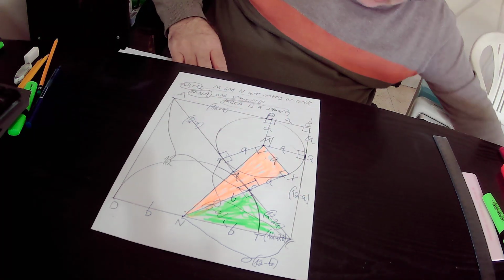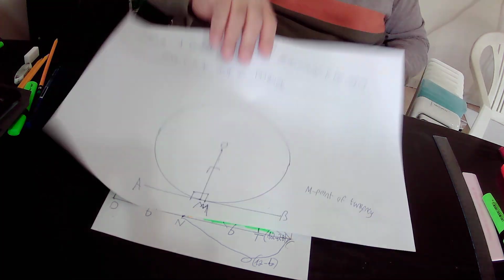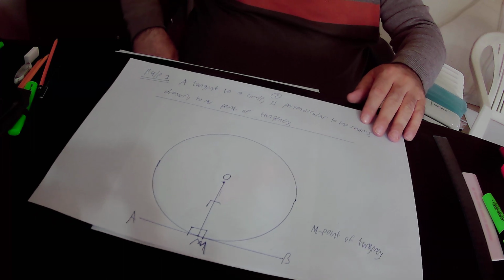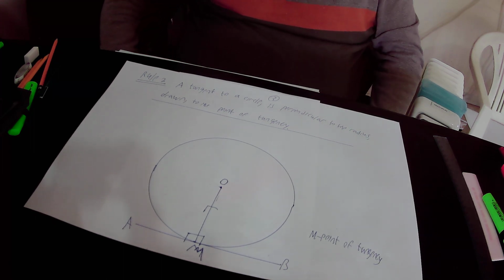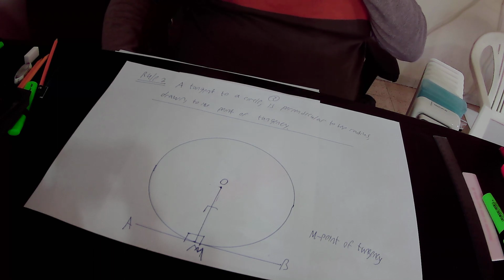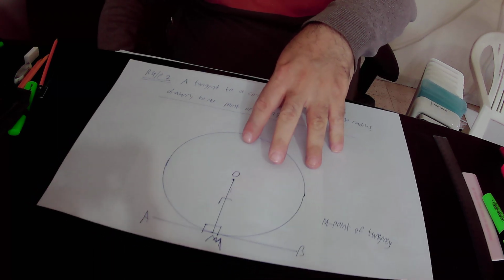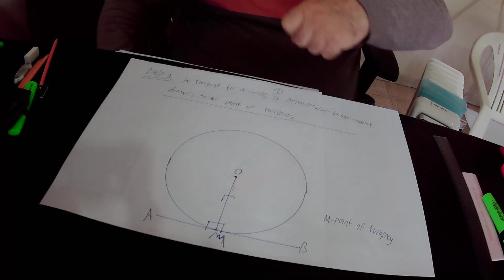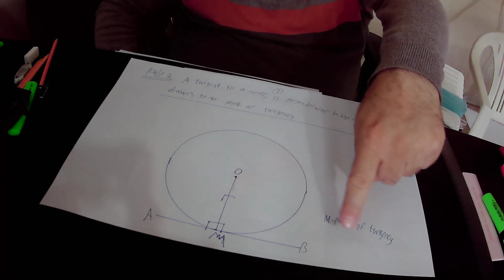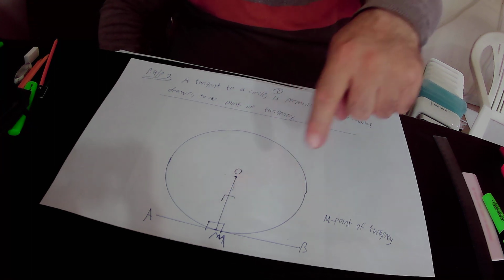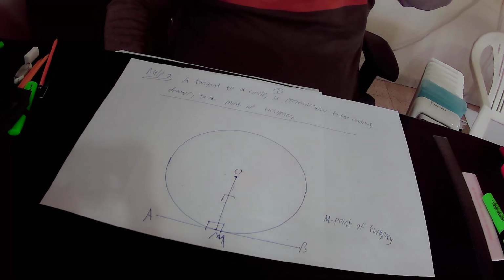Then I presented to you rule number 2. According to rule number 2, a tangent to a circle is perpendicular to the radius drawn to its point of tangency. So we have here this circle. The center of this circle is at point O. And we also have tangent AB to this circle. Tangent AB is tangent to this circle at point M. Point M is the point of tangency.